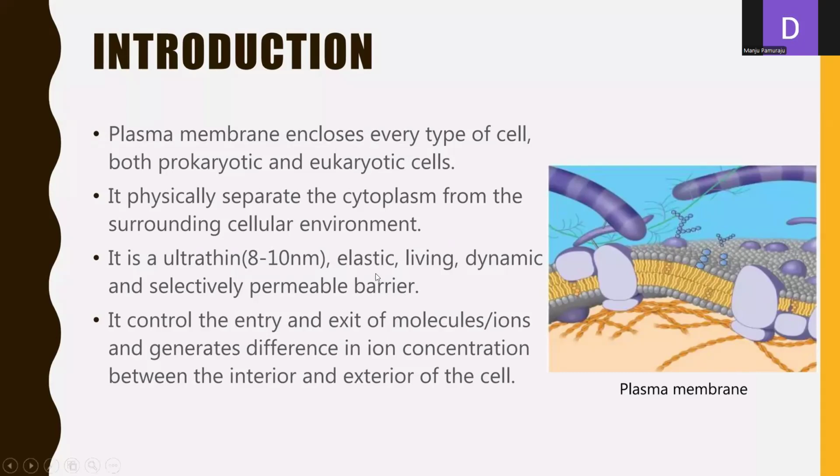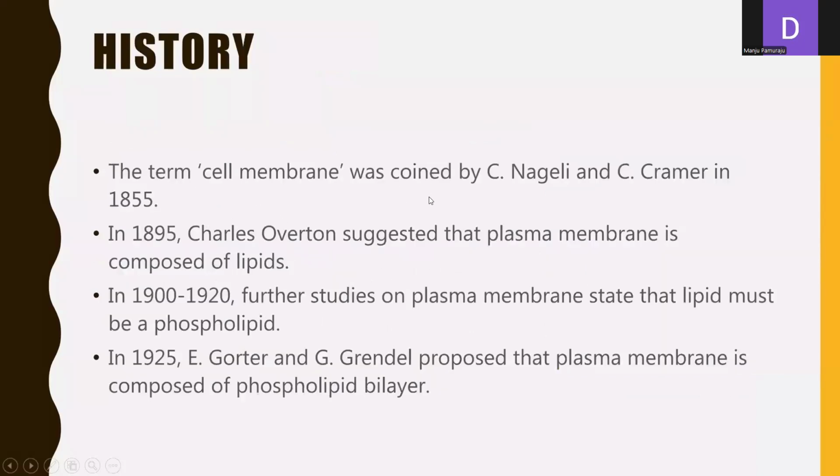So the main function is that it is a selectively permeable membrane. The term cell membrane was coined by C. Nageli and Kramer in 1855. In 1895, Charles Overton suggested that the plasma membrane is composed of lipids. So he suggested that the plasma membrane is made up of lipids.